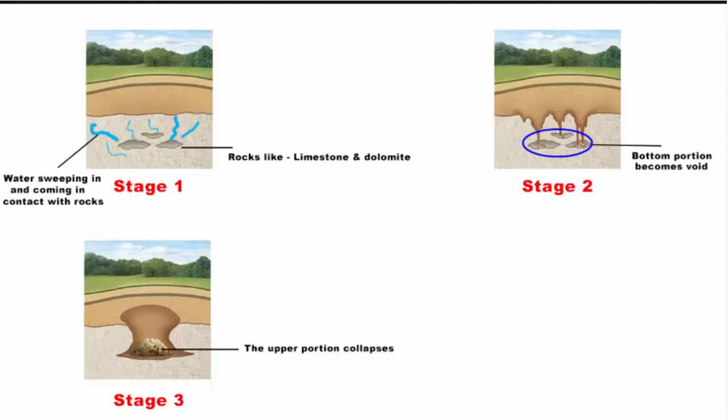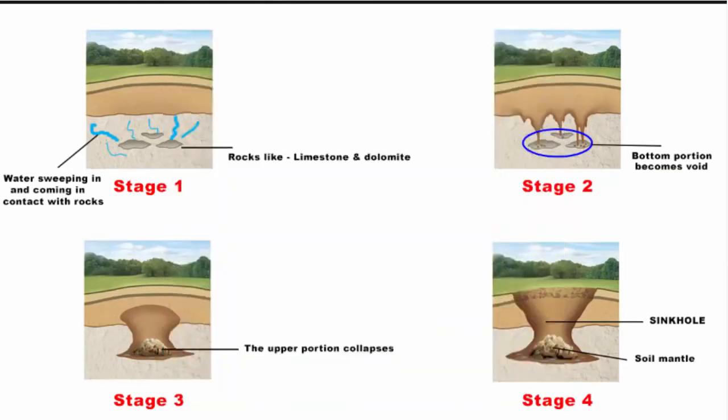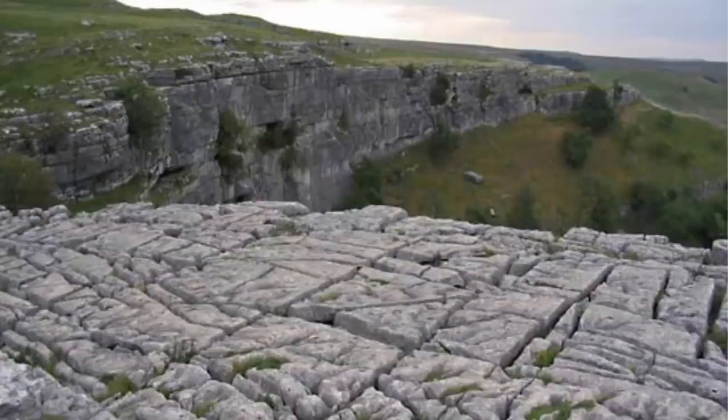Sinkholes are covered up with soil mantle and appear as shallow water pools. Anybody stepping over such pools would go down like it happens in quicksands in deserts. The term doline is sometimes used to refer to the collapsed sinks. The next term is pronounced as lapiés. They look like this. Carved, cut, and you can see pits and cavities in between the rocks.